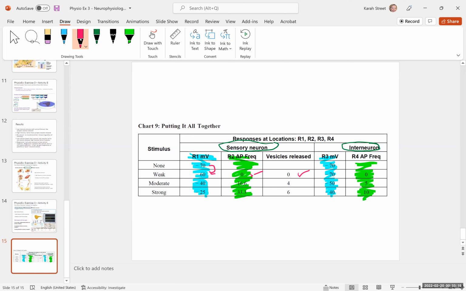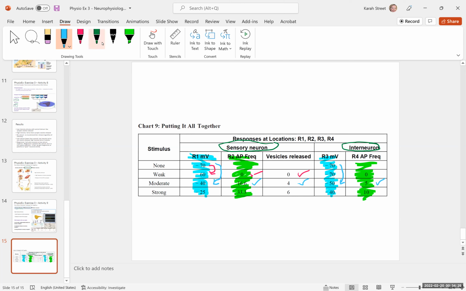Then we gave a moderate stimulus. We went from minus 70 to minus 40. That's a change of 30 millivolts. We know from our third activity that that is certainly enough to reach threshold. Notice the downstream recording electrode 2 detected action potentials and generated over 16 of them. This led to quite a few vesicles being released. Out goes the neurotransmitter, and notice that the downstream interneuron went from minus 70 to minus 50, a change of 20 millivolts. We know from activity 3 that a 20 millivolt change is enough to generate an action potential, and sure enough, the downstream recording electrode number 4 in the axon detected the change in millivolts and generated multiple action potentials.